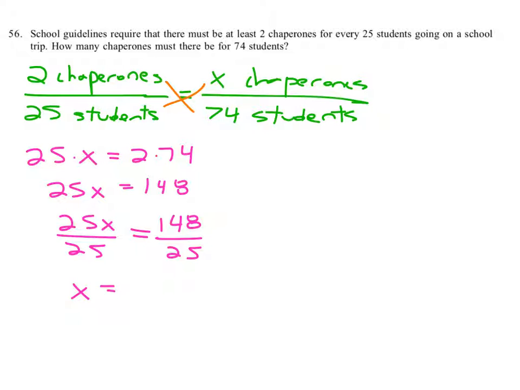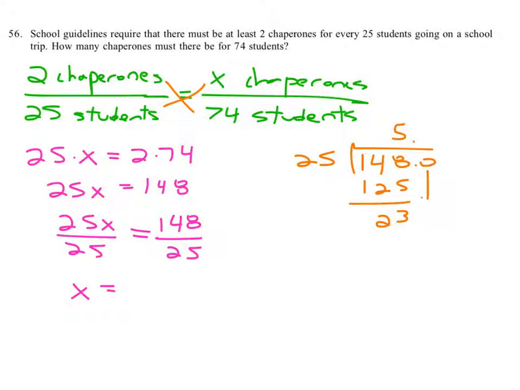Now, do it over here on the side. 148 divided by 25. Actually, if this was 150, it would go in exactly 6 times. So it can't quite go in 6 times. So we say it's going in 5 times, and that's 125. 23 left, and if we added a 0 and brought it down, 230.